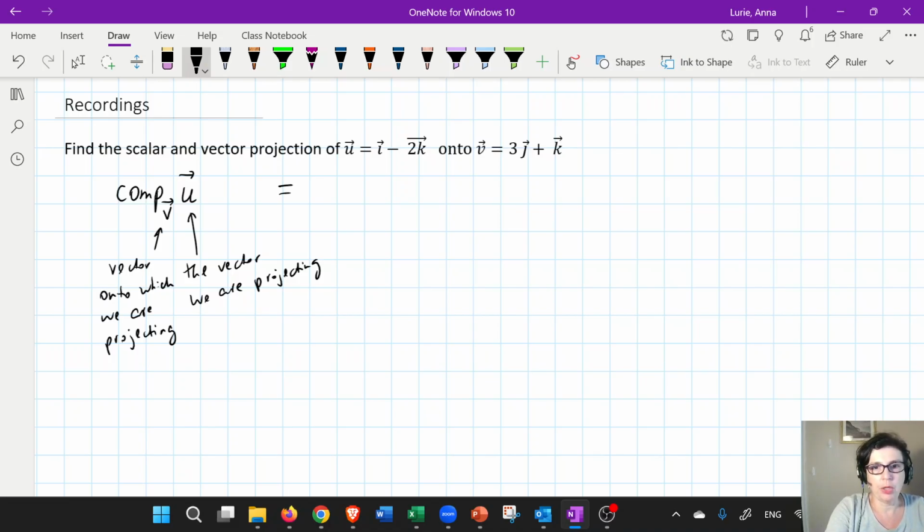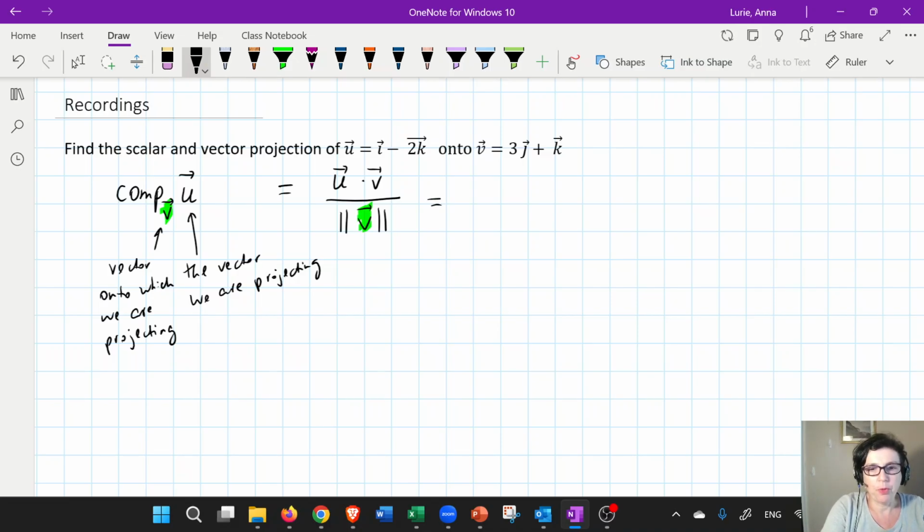First, in the numerator, you're just going to have the dot product of the two vectors. In the denominator, you're going to have the magnitude of the vector onto which you are projecting. So if you are projecting on v here, then the magnitude of v should be on the bottom. If you were projecting on u, then the magnitude of u would be on the bottom. Okay, so let's compute that. First of all, let's compute the dot product.